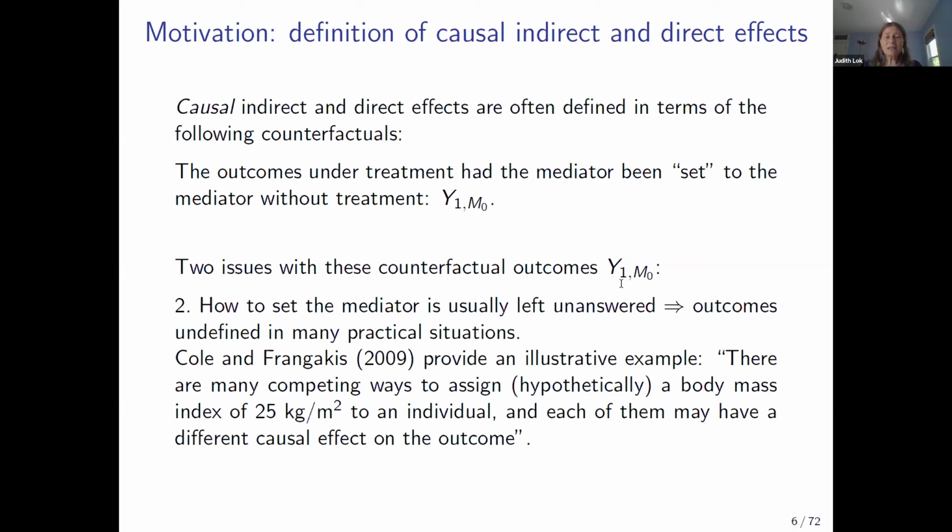In some situations it is clear. For example, Pearl in his 2001 approach had a mediator that was aspirin use, a medication. In that case, setting the dose of aspirin use to a certain number may be feasible. In many applications, however, the mediator is also a covariate. And if the mediator is a covariate or blood value or patient characteristic, it's not always clear how mediators can be set, and therefore it's not always clear how these counterfactual outcomes could be defined.